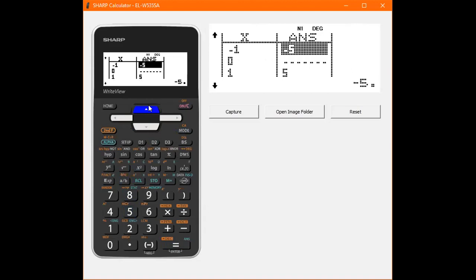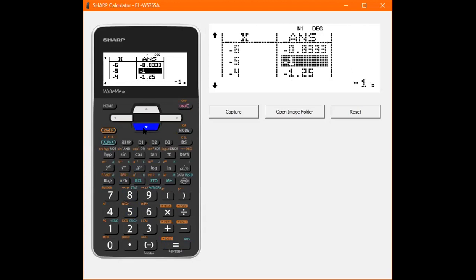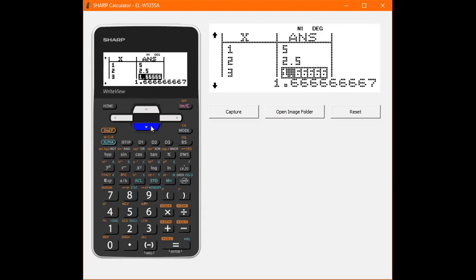If we go up your table, you'll see there are all your matching coordinate pairs. And of course, your table is unlimited. So you can make your x value as big or as small as you like, and you won't run out of space. And then of course you can go back and plot these values as well.